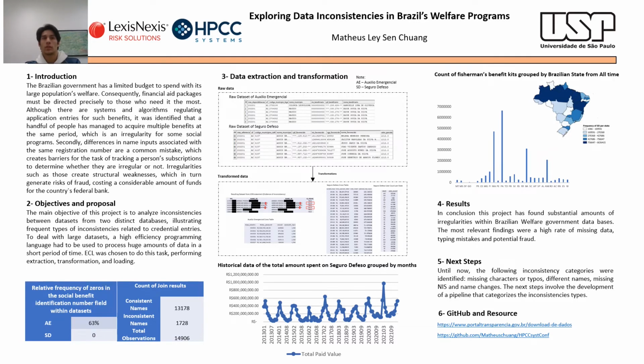In conclusion, this project has found substantial amounts of irregularities within Brazilian government databases. The most relevant findings were a high rate of zeros, typing mistakes, and fraud. Due to the high amount of people attended by said benefit, mismatches in registration often create a high occurrence of fraud, costing thousands and millions of funds to the federal union.